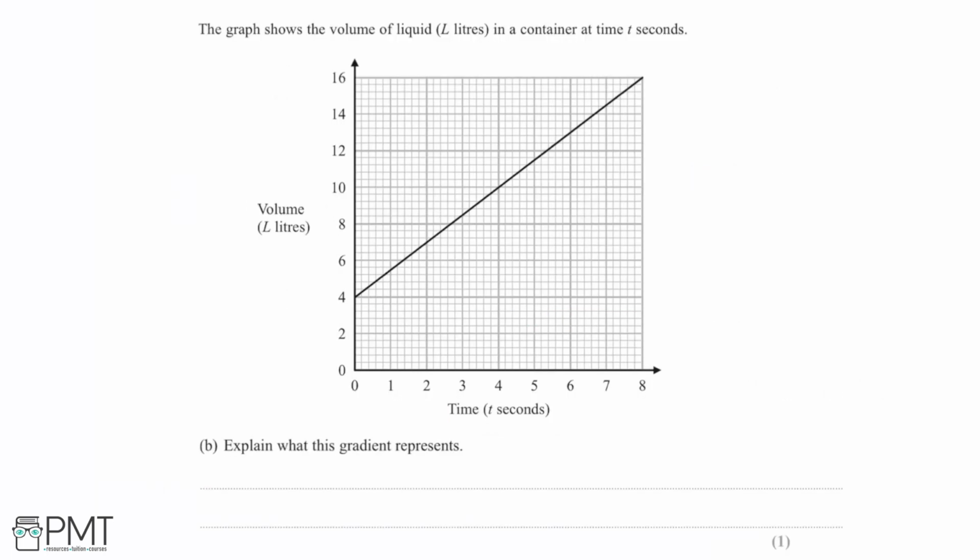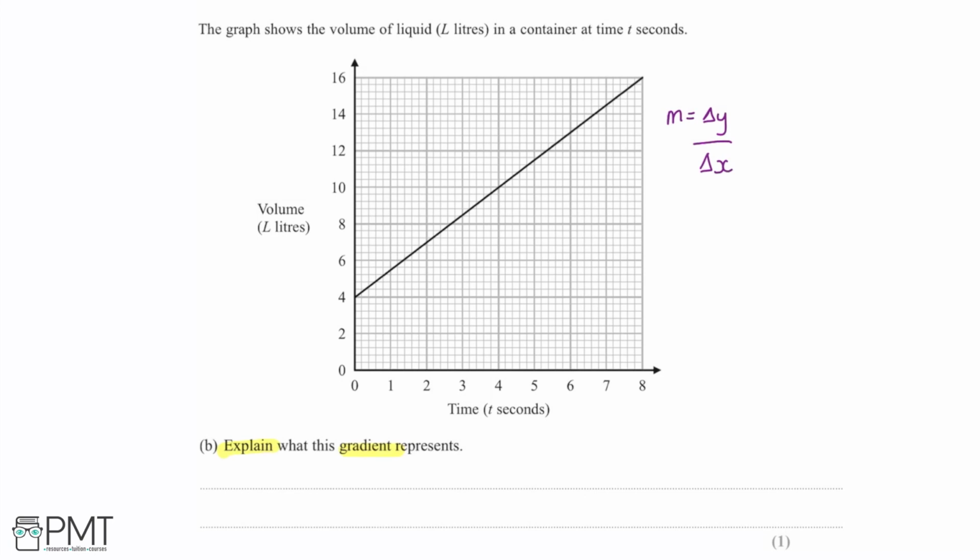Now for this part of the question, we're asked to explain what this gradient represents. I'm going to refer back to what we did in part A. Instead of using numbers to calculate the gradient, we're looking for a more qualitative response. So we're using words and the context of the question to explain what the gradient represents. But again, I can use a similar approach to part A. The gradient is equal to the change in y divided by the change in x, and we used that in part A. However, this time, instead of using numbers, I can just look at the words and the context.